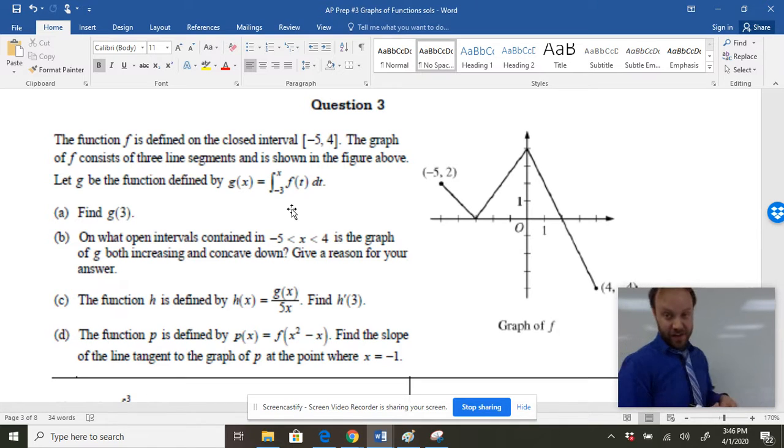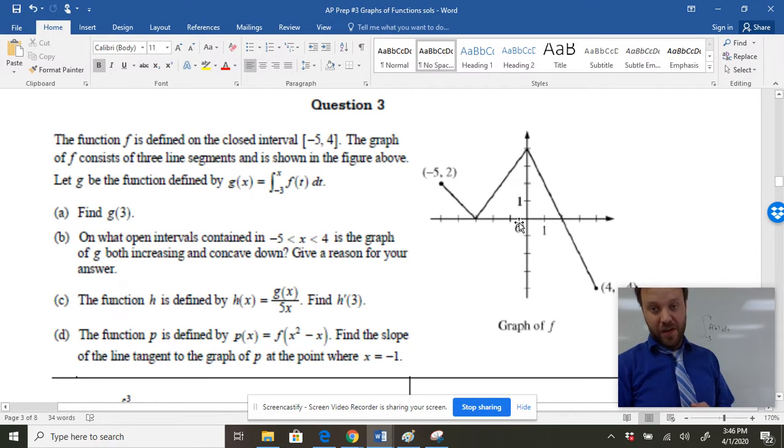First thing they ask us to do here is to find g of 3. Notice g of 3 is just going to be the integral from -3 to 3 of function f, okay? And all you should have to do there, since it's an integral, you're just finding the areas of the different regions. So this is a 3x4 triangle. It's going to have an area of 6. This little 2x4 triangle, it's going to have an area of 4, okay? So this triangle here has an area of 10.